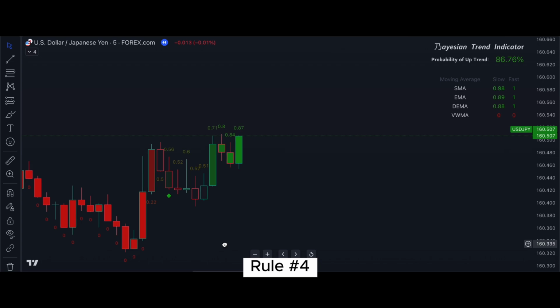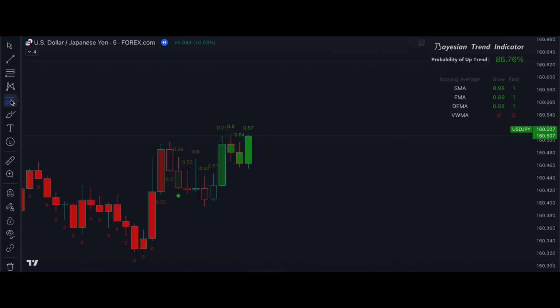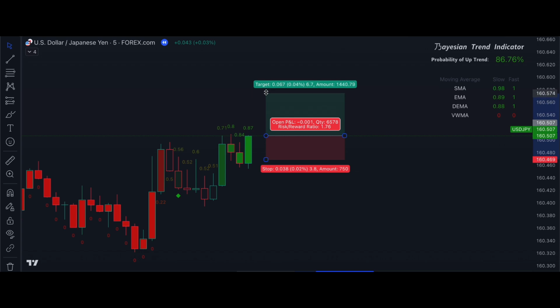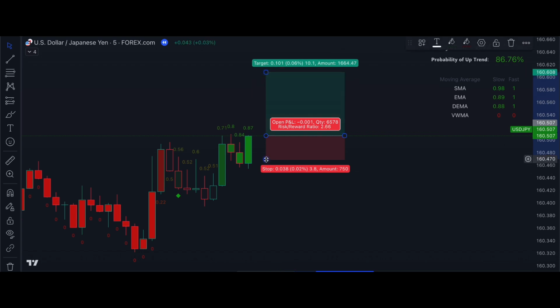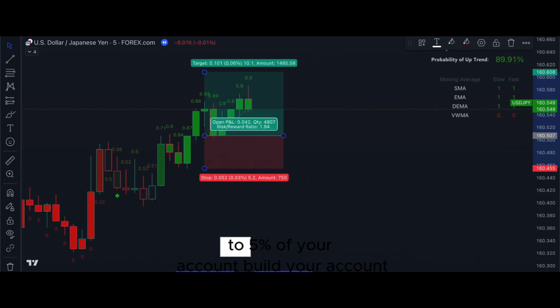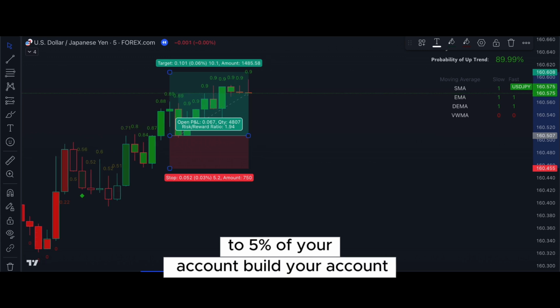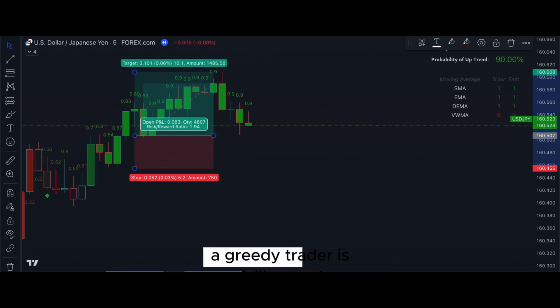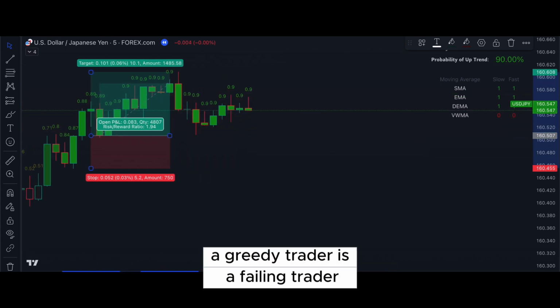Rule number 4. And the most important part of any type of strategy is good risk management. So remember to always aim for a risk to reward ratio of at least 1 to 2, 1 to 3, and of course higher. You should never risk more than 3 to 5% of your account. Build your account over time. A greedy trader is a failing trader.